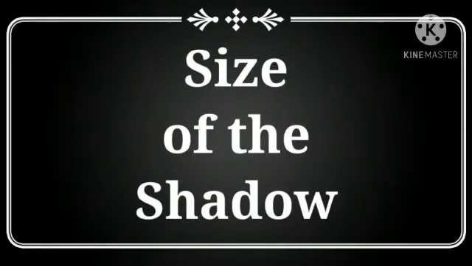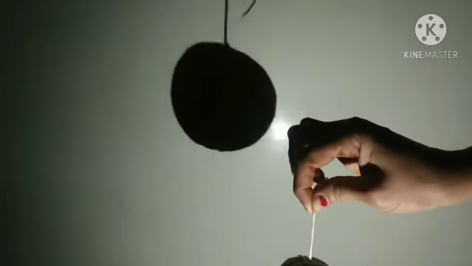Let us perform the third activity to show that the size of the shadow depends upon the size of the object. Switch on a beam of torchlight in a dark room and point it towards a small ball. Look at the shadow of the ball.